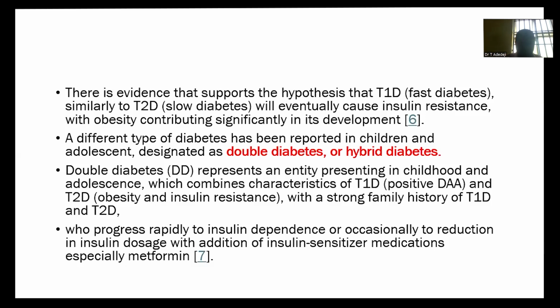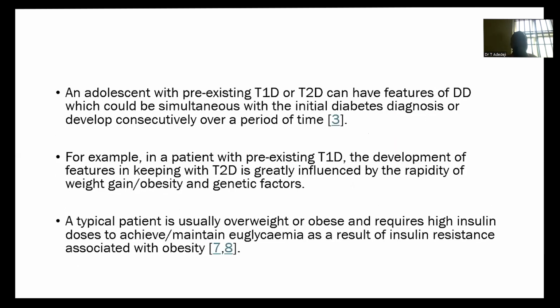Double diabetes represents an entity presenting in childhood and adolescence which combines characteristics of type 1, positive autoantibodies, and type 2, obesity and insulin resistance, with a strong family history of type 1 and type 2, which progresses rapidly to insulin dependence, or occasional reduction in insulin dosage with addition of insulin sensitizer medications, especially metformin. An adolescent with persistent type 1 or type 2 may show features of double diabetes, which could be simultaneous with the initial diabetes diagnosis or develop later in the subsequent monitoring period.